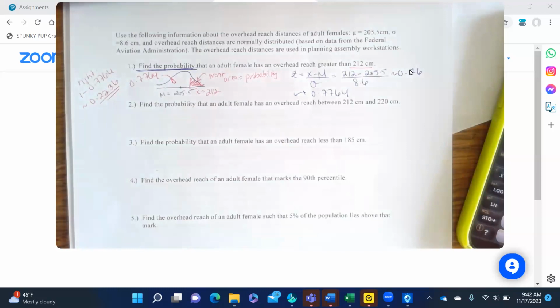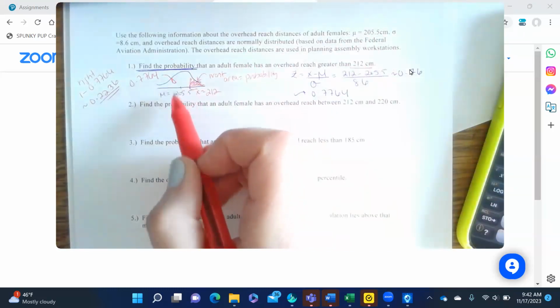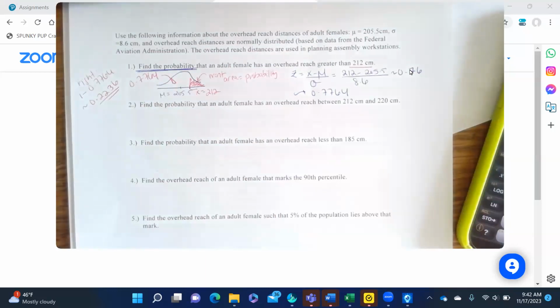This makes sense to me because, again, the average is only 205.5. The average is much lower, 212 is higher, and I'm not shading in that much of the graph. So 0.2236 seems reasonable here.